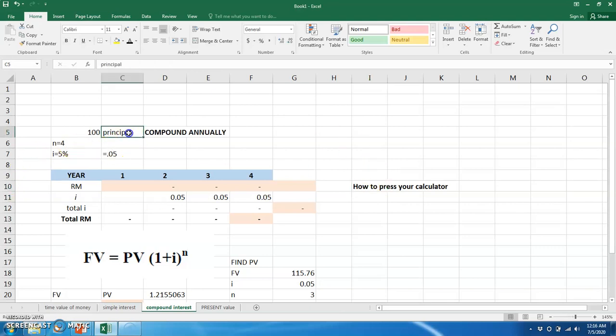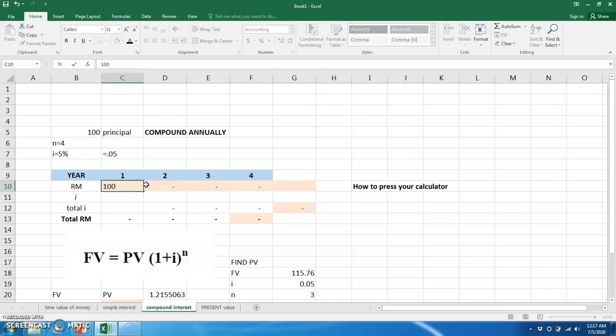Now, principal is 100 ringgit. Compound annually means that they will calculate the compound rate yearly. N is 4, I is 5%, so it's 0.05. Many of my students press too fast so that you cannot differentiate whether it is 0.05 or 0.5. So please be careful. Let me show you how it works.